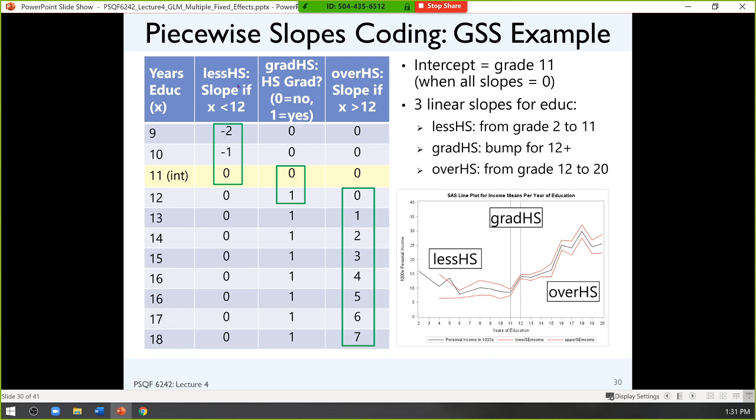My first column, called less than high school, is going to capture the effect of education specifically among people who never graduated high school. So it starts at 0 and goes backwards because 11th grade is my reference point. If you have a 10th grade education, it's -1. If you have a ninth grade, it's -2. If you have eighth grade, it's -3, and so on. So this captures the effect of one more year of education up to a point, up to 11th grade.